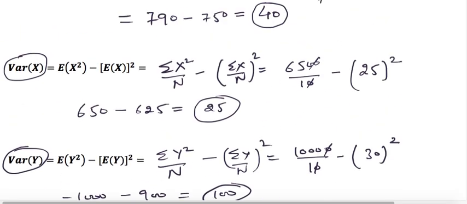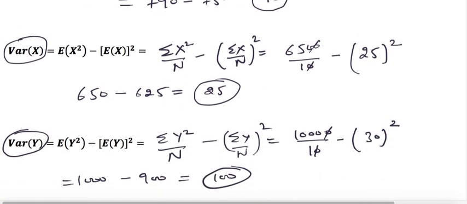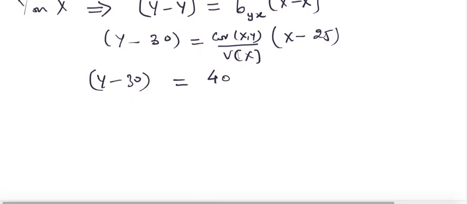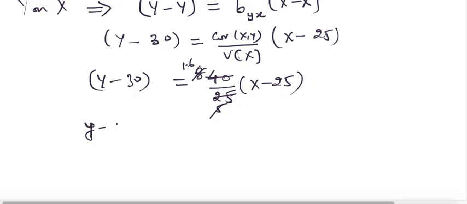Now we can plug in the values: y minus 30 is equal to, we have covariance 40 and variance of x is 25. So it is 40 upon 25, and this is x minus 25. So this goes with 8 and this goes with 5, and if I simplify, that will be 1.6. So y minus 30 is equal to 1.6 times x minus 1.6 into 25. We are going to get it over here as minus 40.